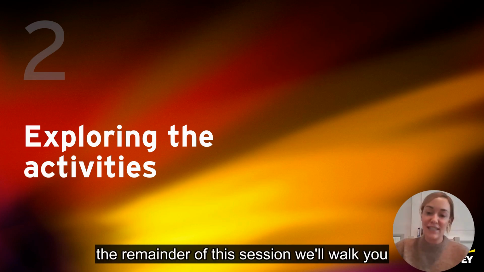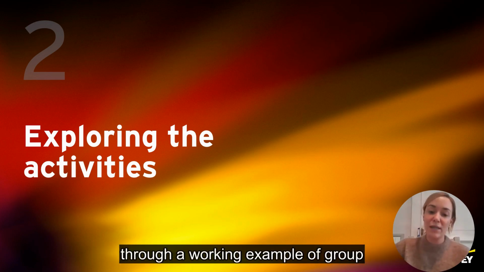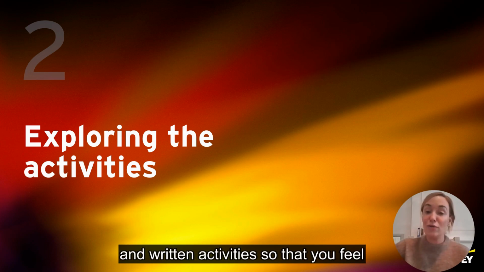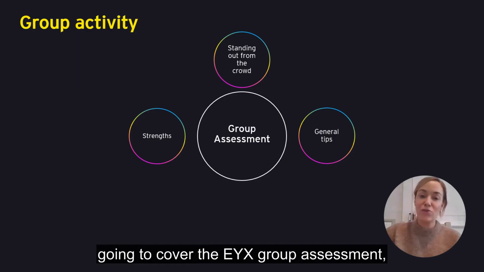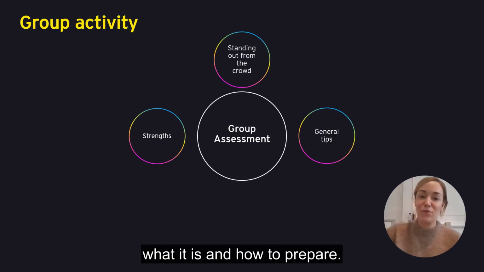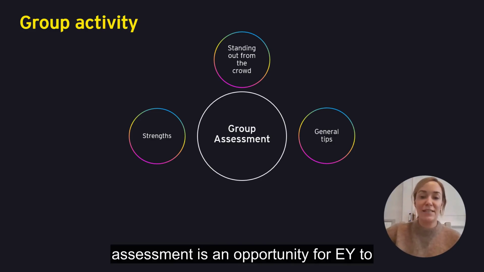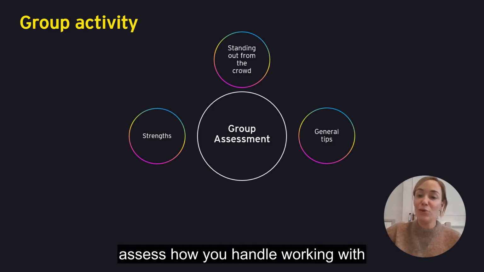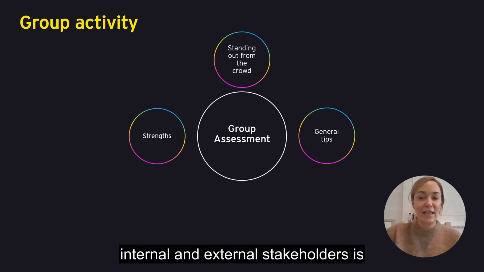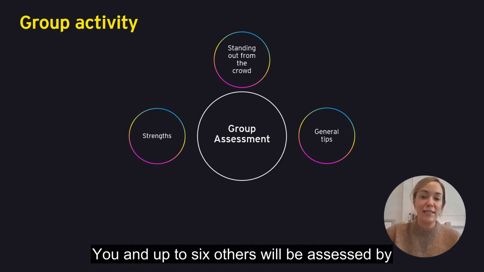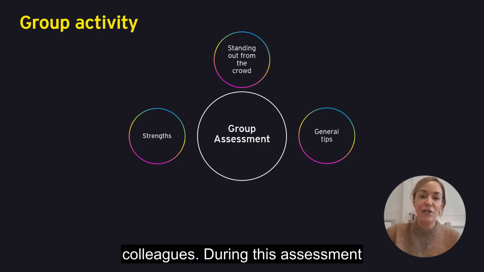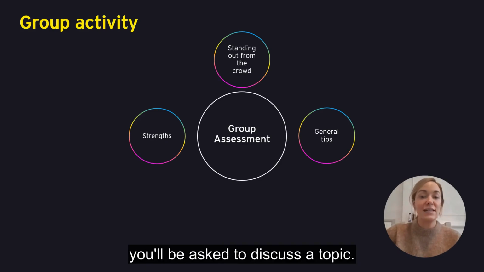For the remainder of this session, we'll walk you through a working example of group and written activities so that you feel fully prepared for both. First, we're going to cover the EYX group assessment, what it is and how to prepare. The group assessment is an opportunity for EY to assess how you handle working with others. The ability to work with internal and external stakeholders is critical to working at EY. You and up to 6 others will be assessed by 2 EY colleagues. During this assessment, you'll be asked to discuss a topic.